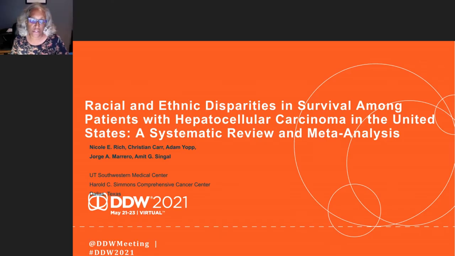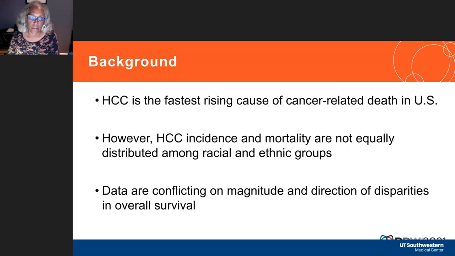The presentation is from Nicole Rich from UT Southwestern on racial and ethnic disparities in survival among patients with hepatocellular carcinoma in the U.S., a systematic review and meta-analysis. HCC is the fastest rising cause of cancer death in the U.S. However, HCC incidence and mortality are not equally distributed among racial and ethnic groups. Data are conflicting on the magnitude and direction of disparities in overall survival.